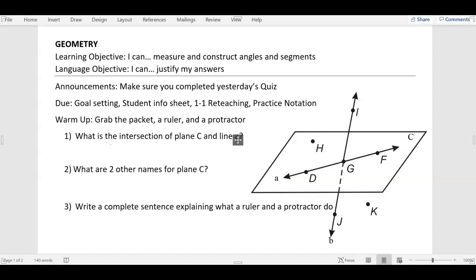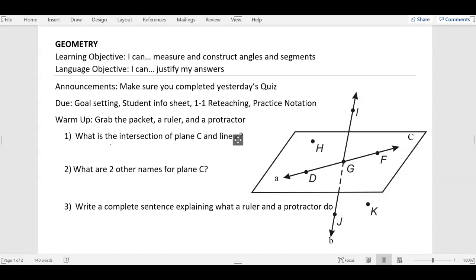All right, geometry today. Again, make sure you're filling out every column. Put the date on the first column, the objective on the second column, and then you put the warm-up on the third column. Our warm-up says, actually, let me back up.